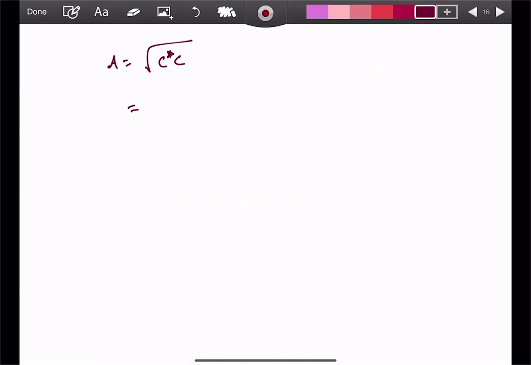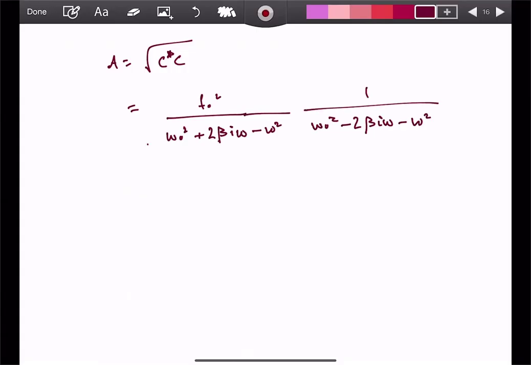So this is going to be the same thing as what? So let's write it this way. I'm going to get F0 squared divided by, let's go back to our C, omega 0 squared plus 2 beta times i times omega minus omega squared, times then the complex conjugate of that, which I already put the squared on here. So I'm going to get omega 0 squared minus 2 beta i omega minus omega squared. Let's put a 1 there and then square root it. So the F0 I'm just going to pull out front. And now let's multiply terms together.